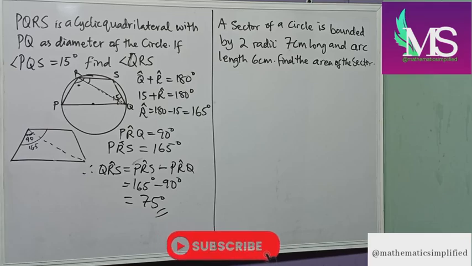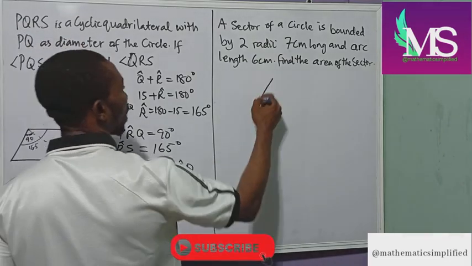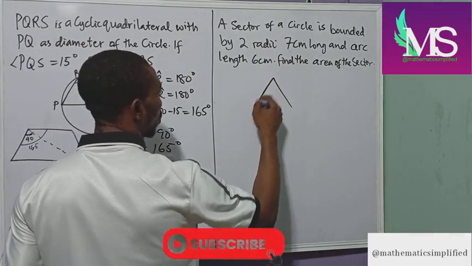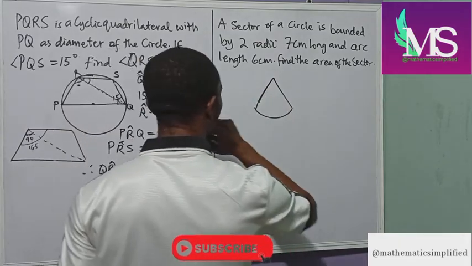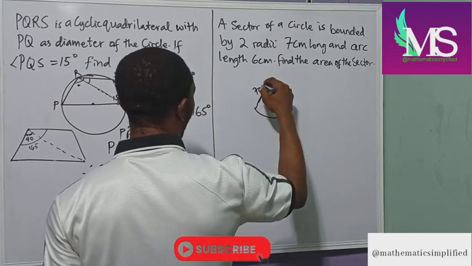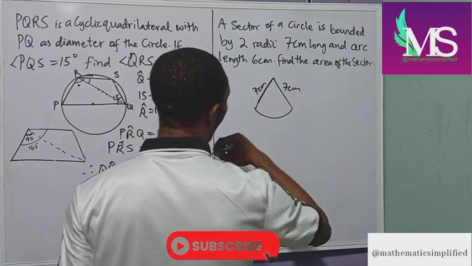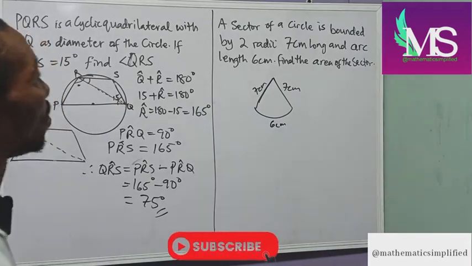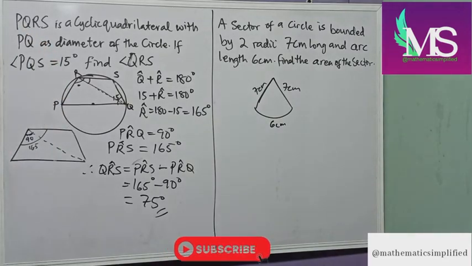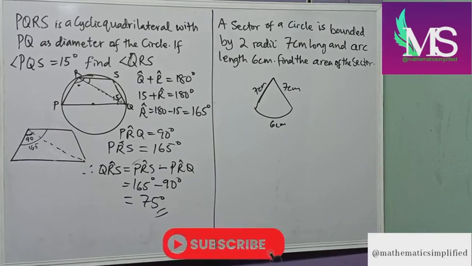All right, going to our next question. It says a sector of a circle is bounded by 2 radii. Now we know that a sector is a part of a circle bounded by 2 radii and an arc. So this is 7 cm, 7 cm, and this is 6 cm. The arc length is 6 cm, and it says find the area of the sector.